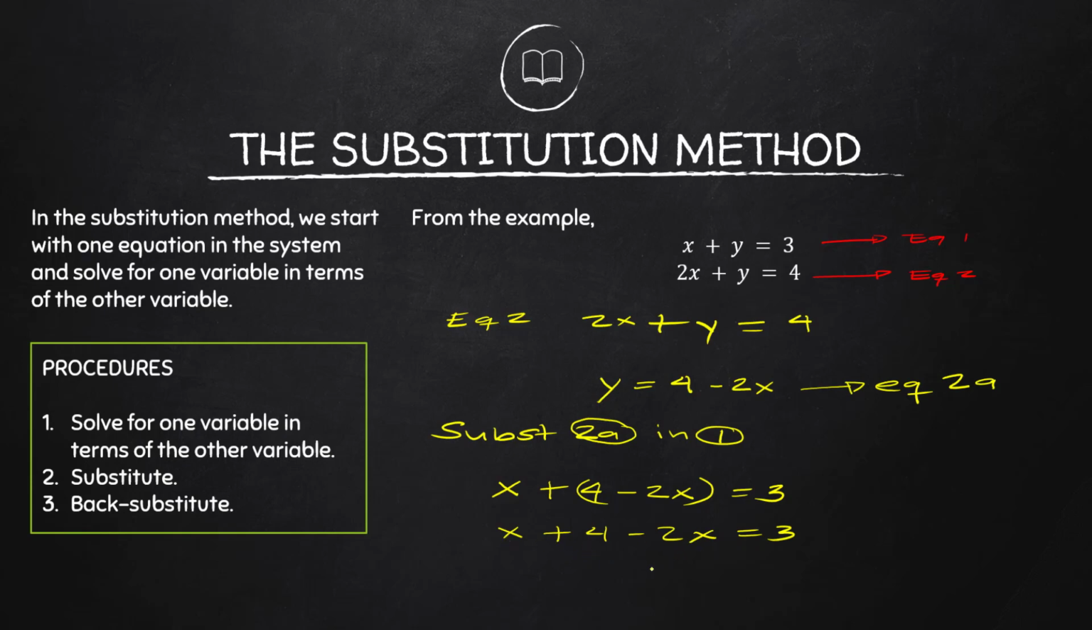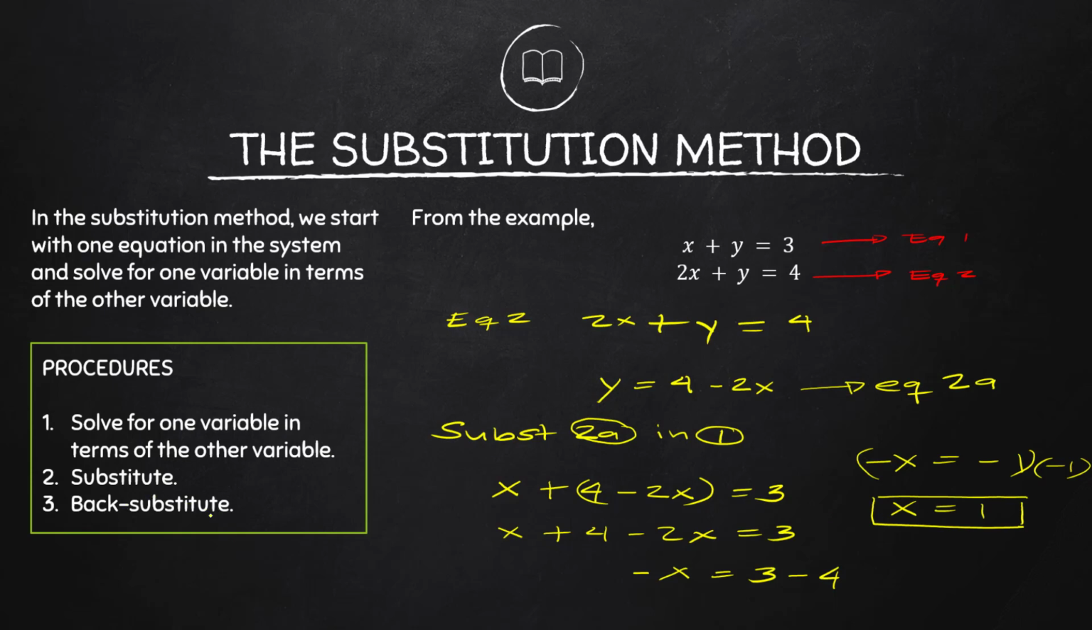x minus 2x is equal to negative x, and this would be equal to positive 3. Transpose 4 to the other side. This will become negative 4. And we have negative x equal to negative 1. Multiply both sides of the equation by negative 1. We will have x is equal to positive 1. So that is the value of x, the second part.